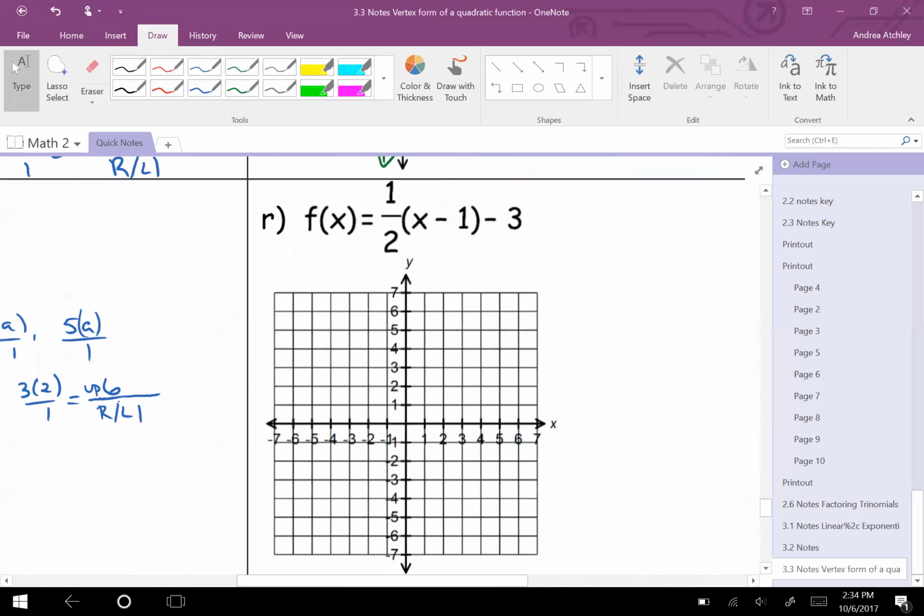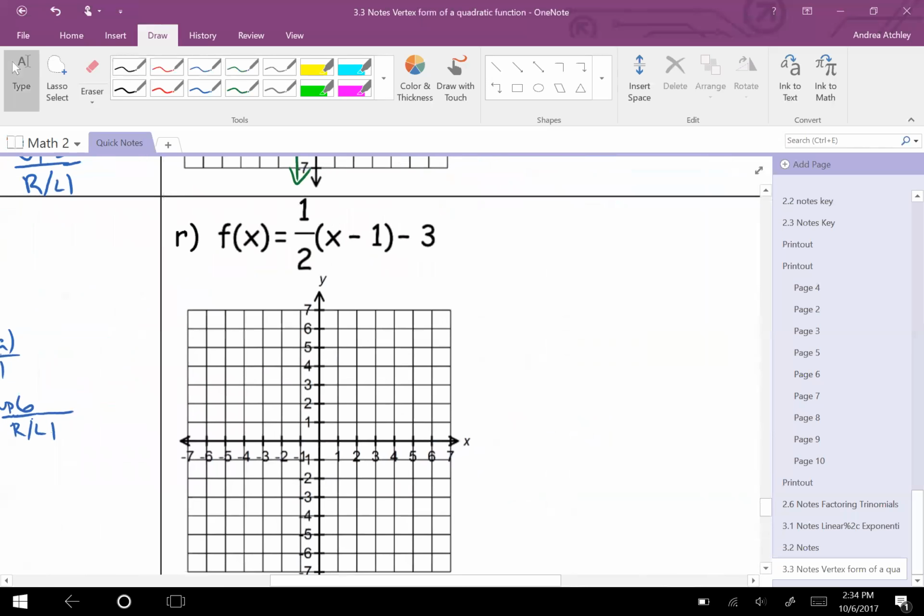Okay, next one. Jay, what is my vertex here? One and negative 3. It's all right. I go where x is 1 and y is negative 3, right here. So my axis of symmetry will be x equals 1. Okay, this is a little tricky because my a value is what, class? Yes, a equals 1/2. It is still a over 1, 3a over 1, and then 5a over 1.